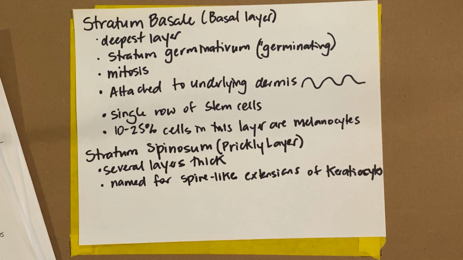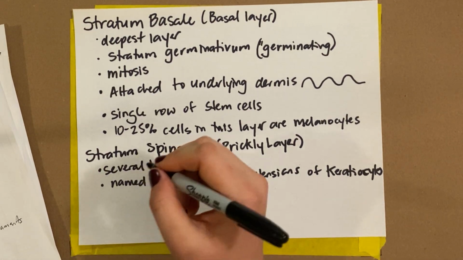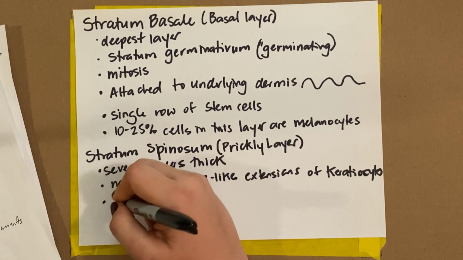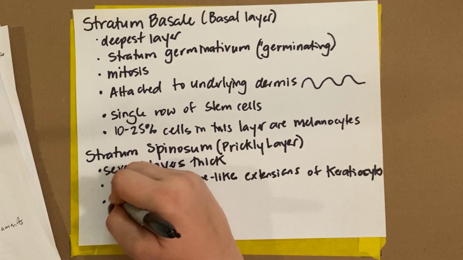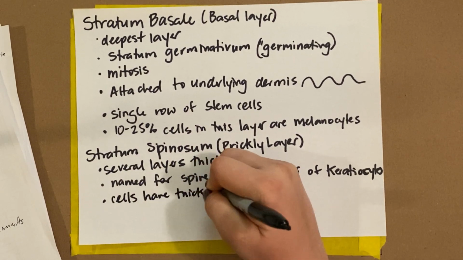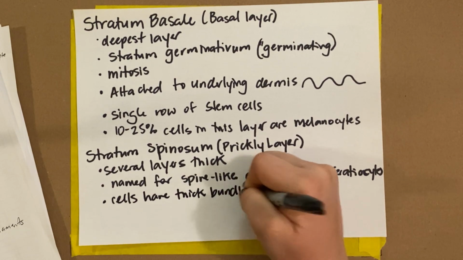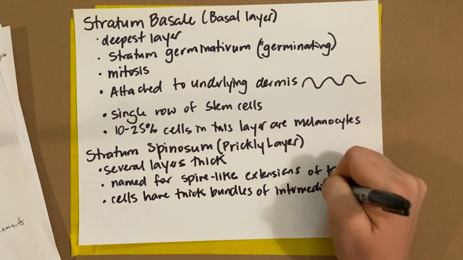A little bit about this layer: these cells are going to have thick bundles of intermediate filaments.